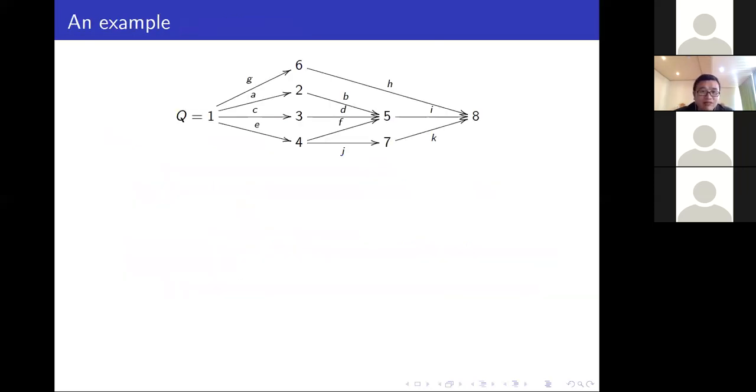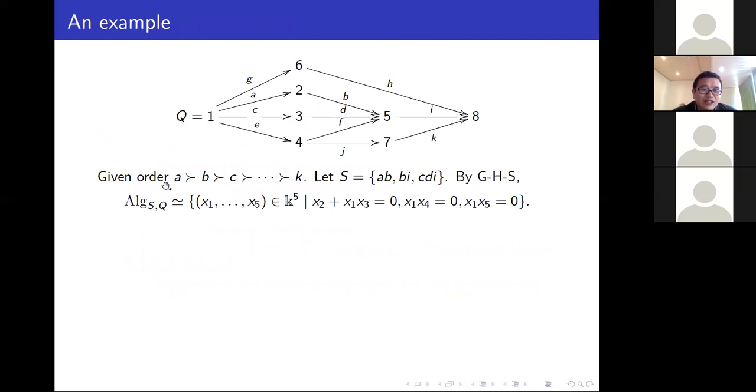Okay, let me give you an example. So we start with this quiver. We have arrows A, B, C, D, E, F, G, H, I, J, K. And then we give an order determined by the order on the arrows. We set A bigger than B and bigger than C and so on. And we pick the minimal relations of the monomial ideal to be AB, here AB, and also BA here, and also CBI here.